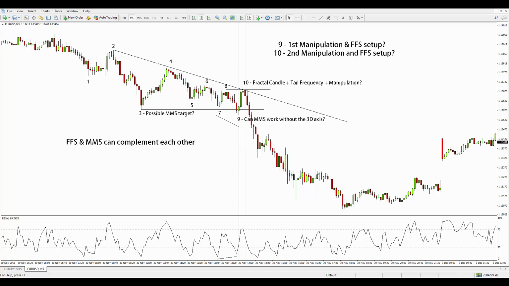The good news is that one can confirm the setups of the other. In other words, you can use both perspectives as a unified strategy. You don't have to think about them separately as long as you understand them individually first.